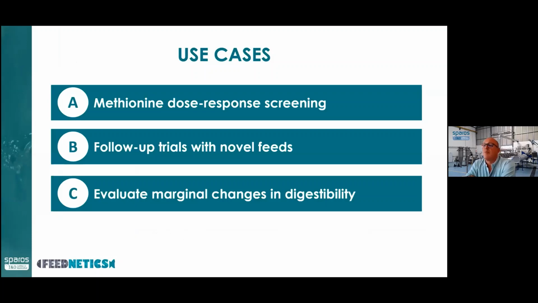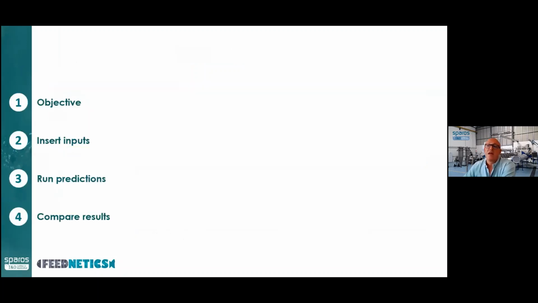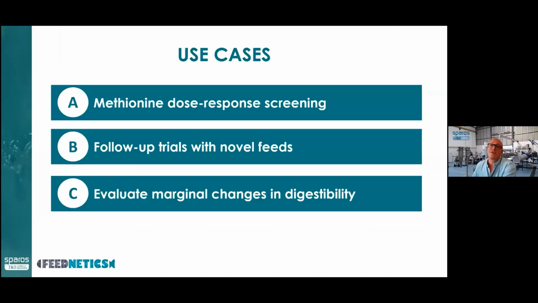So one will be about a methionine dose response trial. One about follow-up of trials using novel feeds and emerging ingredients, and one evaluating marginal changes in digestibility and making predictions in the long term.